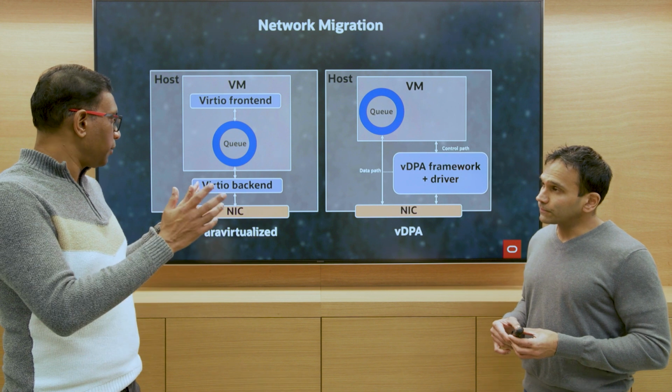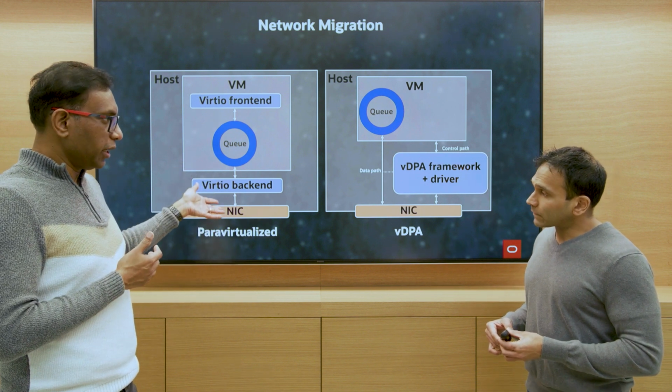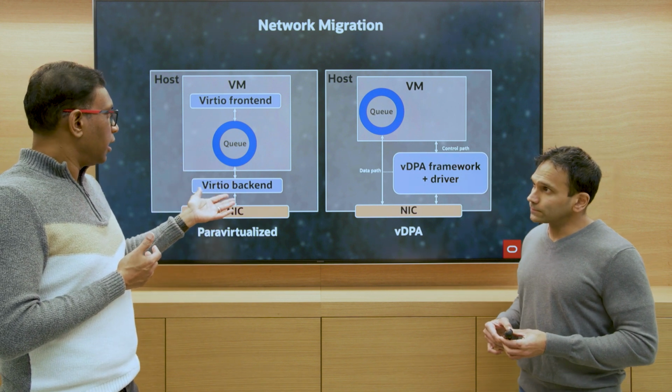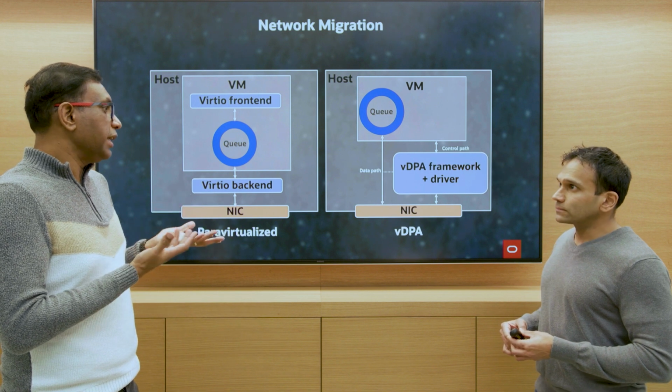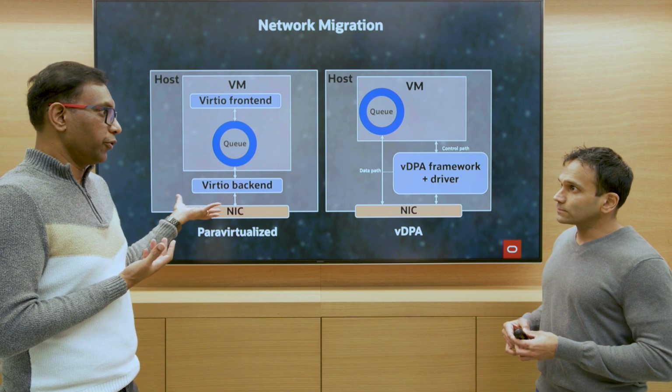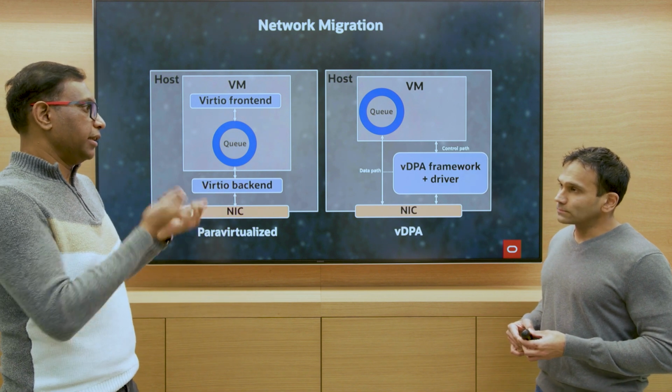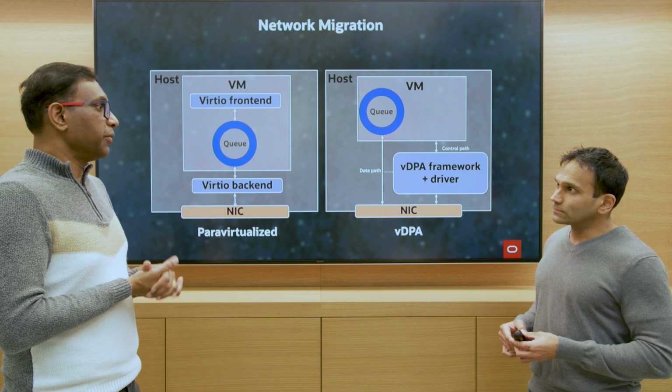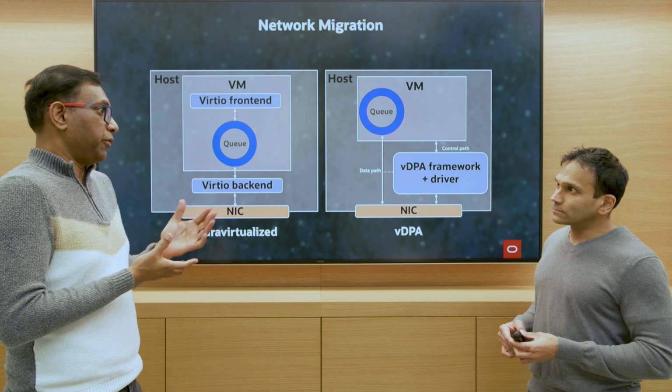Essentially, there are two options here. We have a paravirtualized interface, in which case it's fairly easy because the hypervisor is in full control. It can detach that and move to the other side, and VMs are not going to see a big difference because it's paravirtualized.